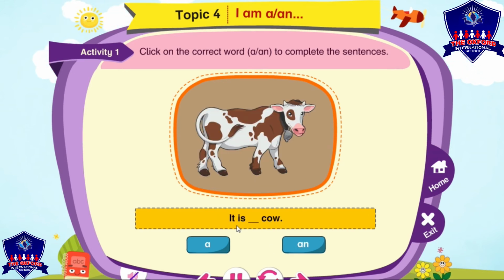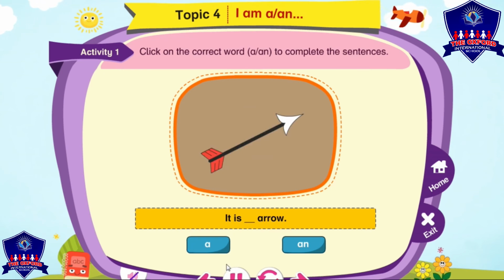Next is it is dash cow. Cow, first letter is not vowel word, so right answer is A. It is a cow. Next is it is dash arrow. Arrow, first letter is vowel word, so its answer is an. It is an arrow.